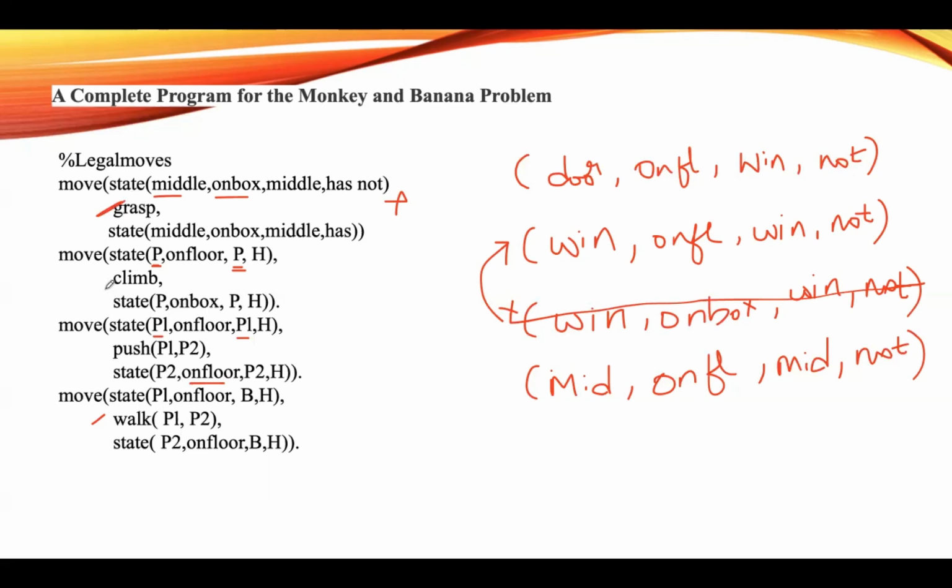Now try with the second one. Here position of monkey and box, they are same. So middle and middle, yes, we can consider. And it is on the floor. And don't bother about this fourth component, because still it is not having banana. Now if you apply this climb move, what happens? So position still remains the same. So monkey is still at the middle of the room. And now after climb, monkey will climb from floor to box. So it will be on box.